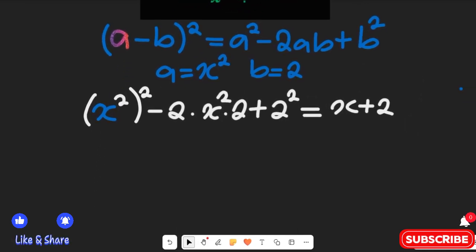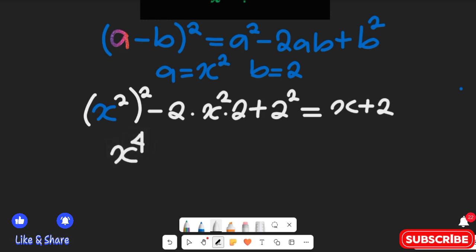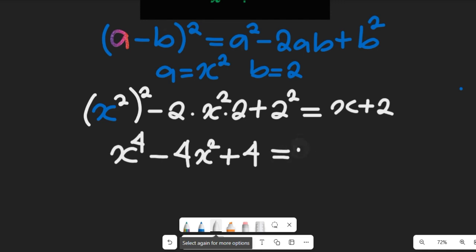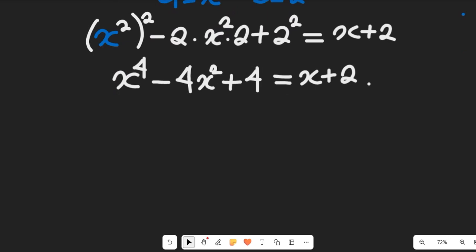So if we have that expression, how do we go ahead? Let's simplify this. If we simplify this, the powers will multiply, and then we'll have x to the power of 4, while this is minus 2 multiplied by 2 multiplied by x squared, which will give me 4x squared, plus 4, and this will be equal to x plus 2. Great. Now from this expression, I can still simplify by collecting like terms.